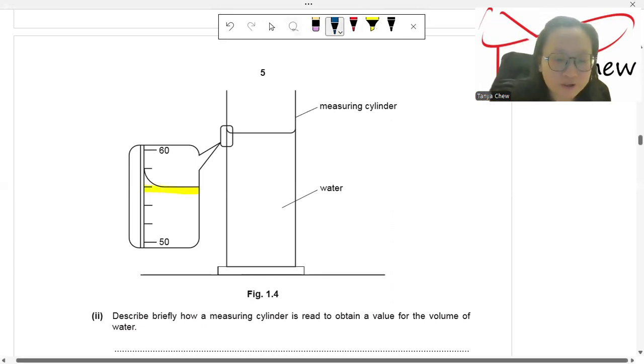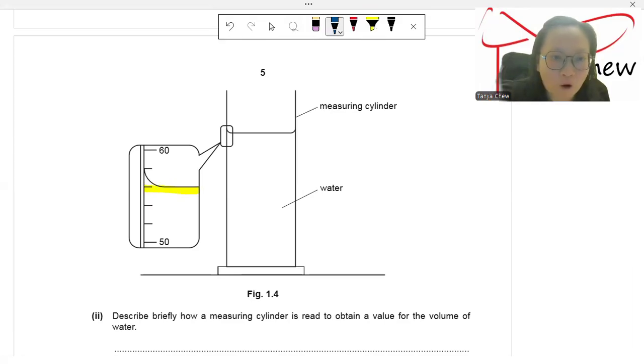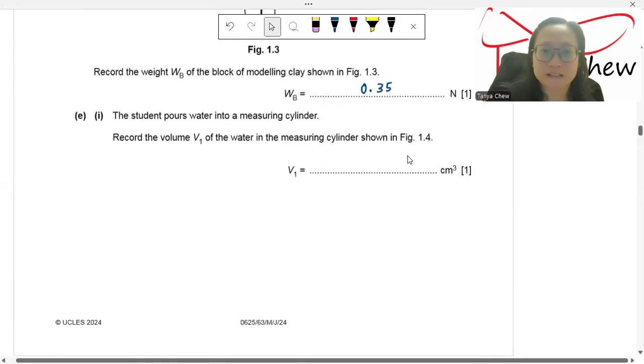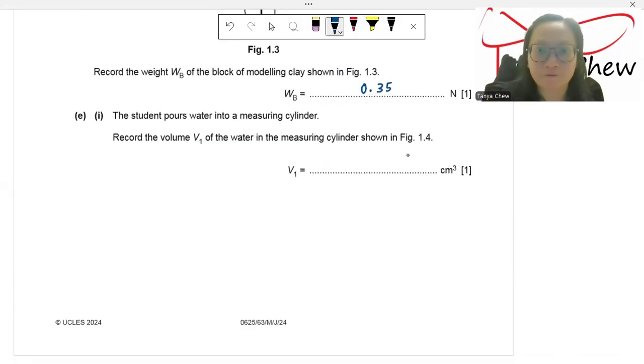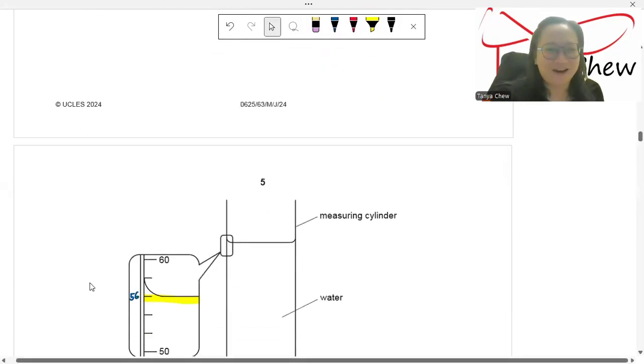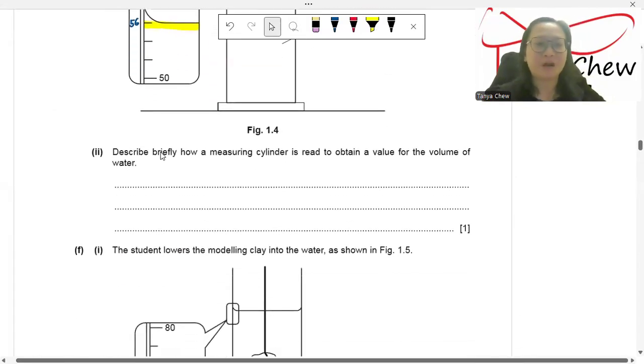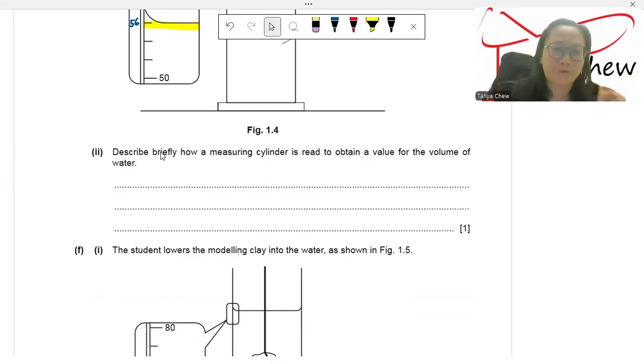And this reading right here is 42, 44, and 46. So the volume is 56 cm cube. This is 50, 52, 54, and 56. Now, the second part, describe briefly how a measuring cylinder is read to obtain a value for the volume of water.